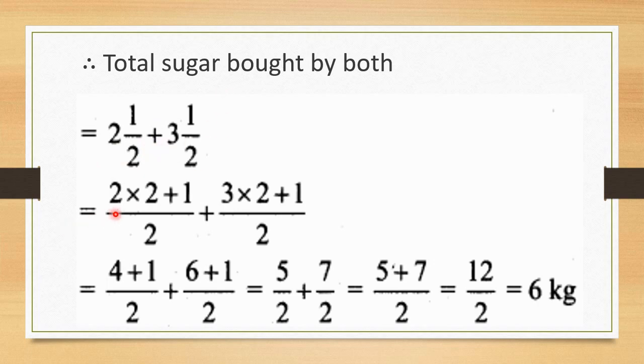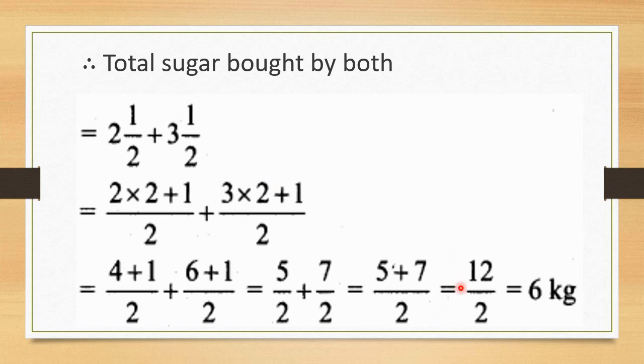So here 2 multiplied by 2 plus 1 upon 2 plus 3 multiplied by 2 plus 1 upon 2. So here you will get 4 plus 1 upon 2 plus 6 plus 1 upon 2. So 4 plus 1, that is 5 by 2, plus 6 plus 1, that is 7 by 2. So here you can see the denominator is same. We can simply add numerator over a common denominator. So 5 plus 7 upon 2, you will get 12 by 2.